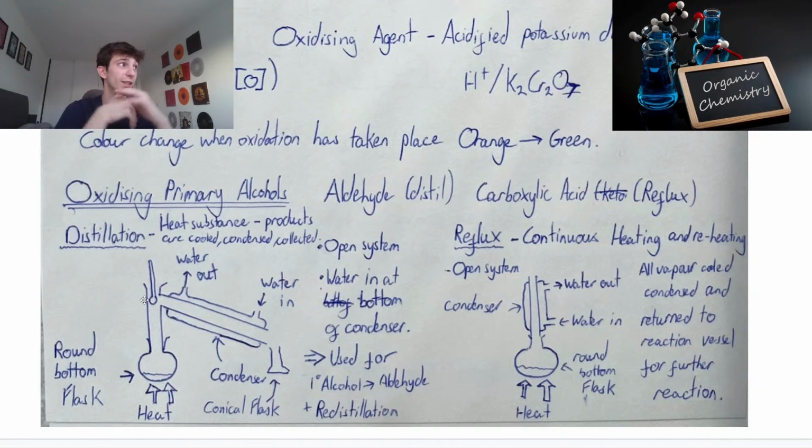Too volatile, yeah, exactly that. Your alcohol could catch fire. So there's two key things why we wouldn't use a Bunsen burner. Alcohol could catch fire, which is always scary, and also it's very difficult to control the temperature. That's why we normally use a heating mantle or a water bath. Because you need an open system.